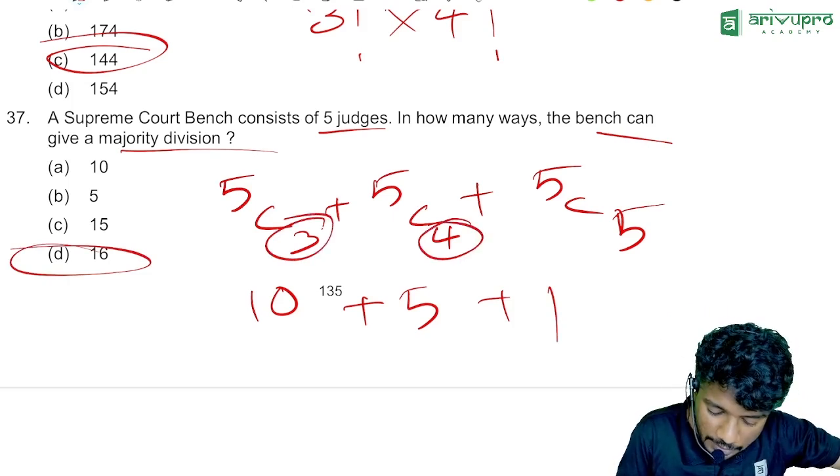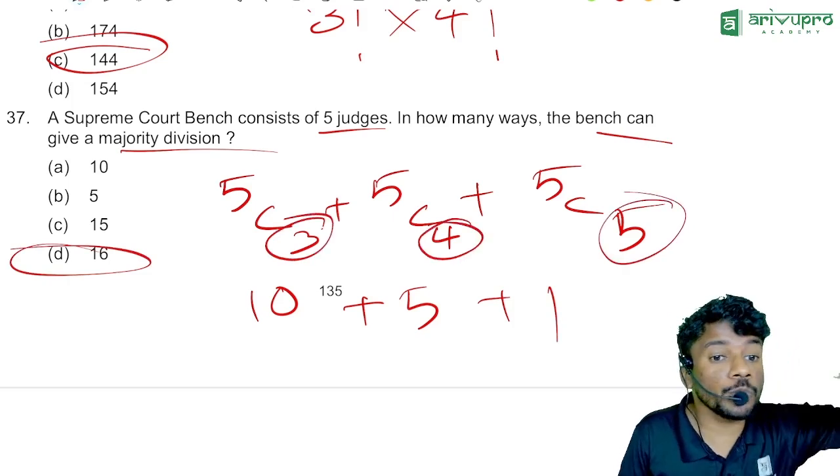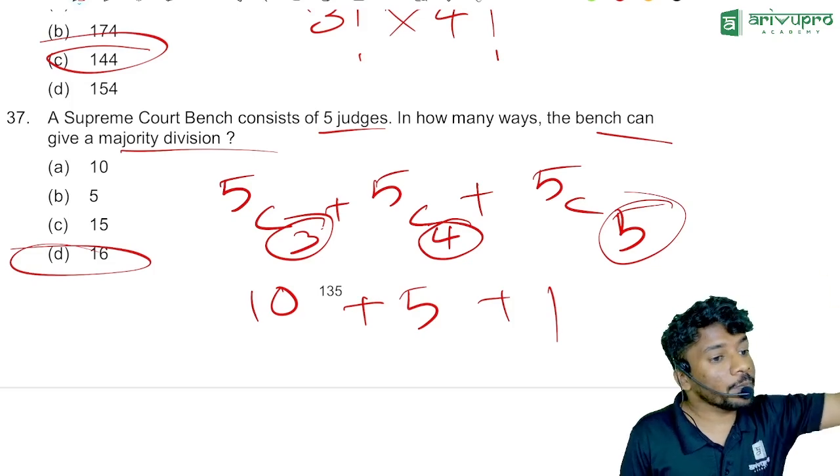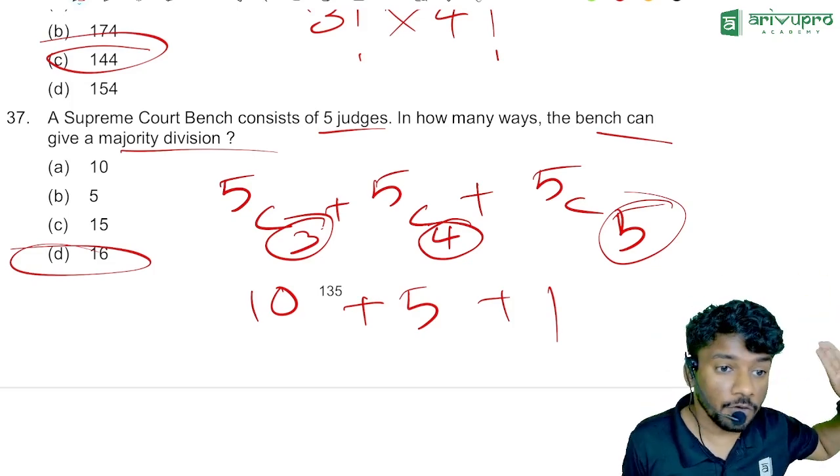Majority. 3, 4 and 5 are majority. Can 2 be a majority? No. 2 can be a majority only when there are only 3 people or 2 people.